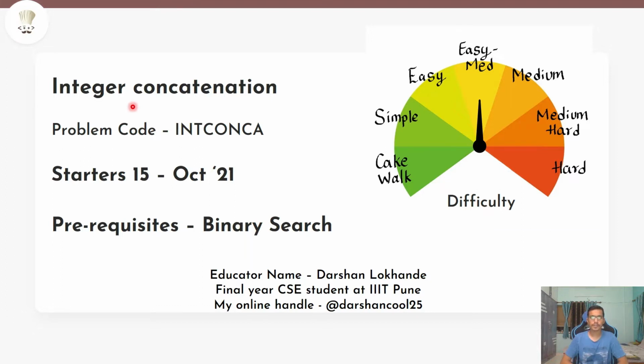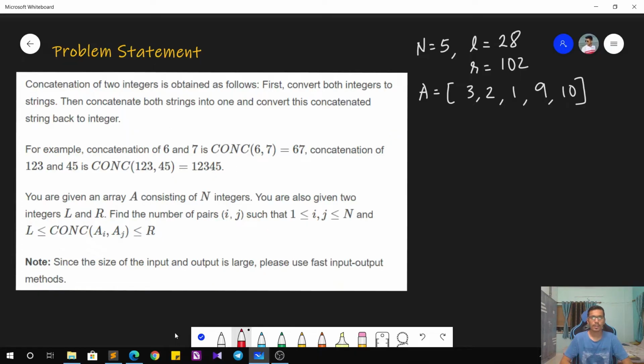The problem that we're going to discuss today is integer concatenation. The problem appeared in Starters 15 of October 21 and is of difficulty level easy-medium. The prerequisites to solve this problem include binary search. The problem statement goes as follows.